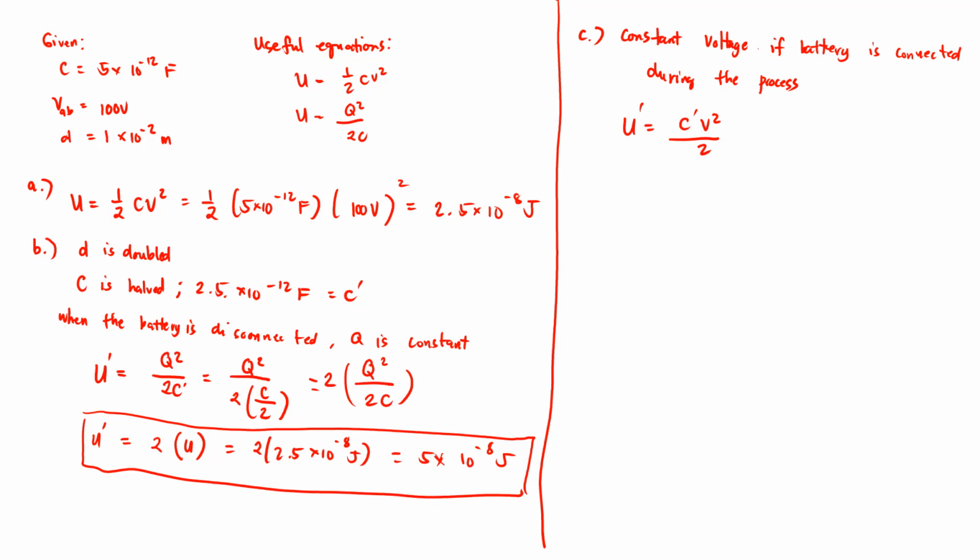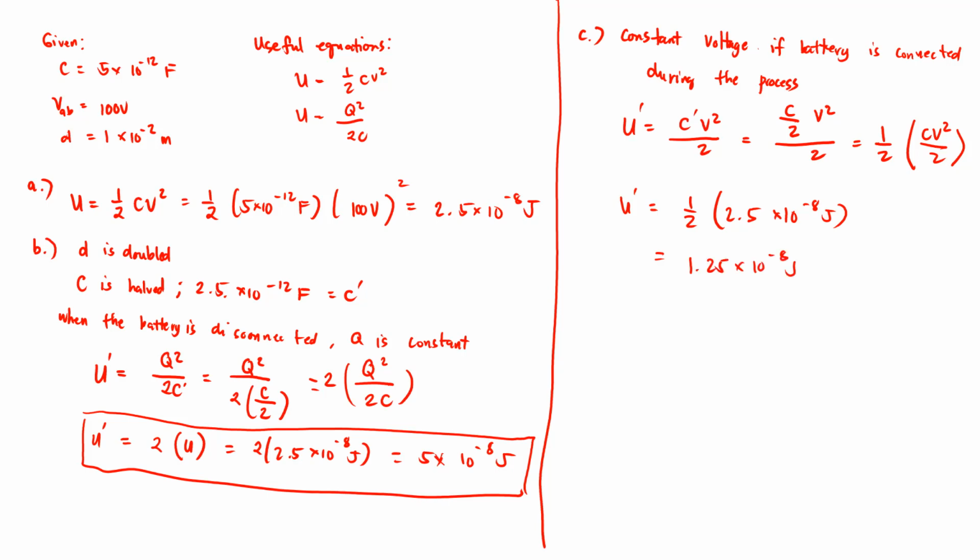Since the separation distance is doubled, your C is halved. So this is C over 2 multiplied by V squared divided by 2. Or this is equal to 1/2 multiplied by CV squared over 2. Therefore, your U prime is equal to 1/2 of the original 2.5 times 10 to the minus 8 joules. So this is equal to 1.25 times 10 to the minus 8 joules.